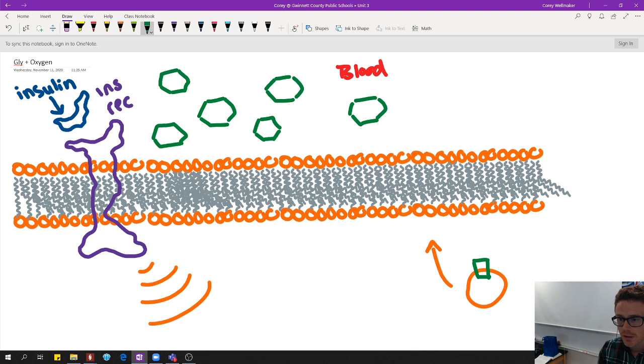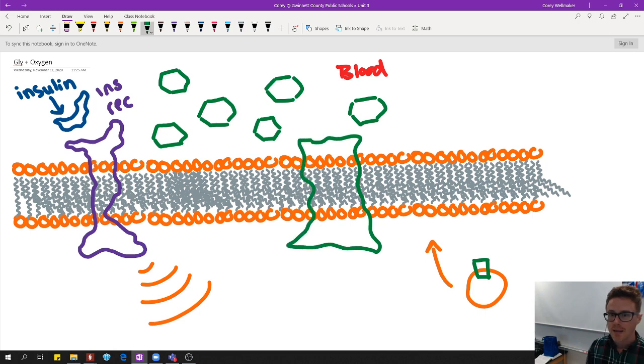Once the vesicle fuses with the membrane, notice the position of GLUT. It's positioned in the vesicle in such a way that it's not going to be released into the blood. Instead, it's going to become incorporated into the actual plasma membrane. So here's your GLUT integral protein. Now, glucose has a pathway to flow into the cytoplasm.